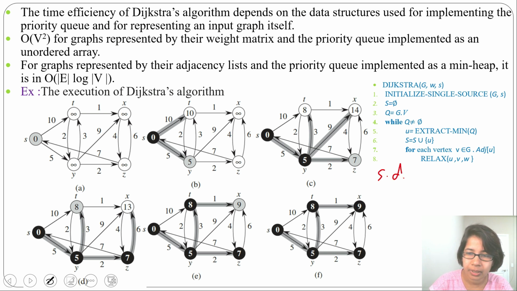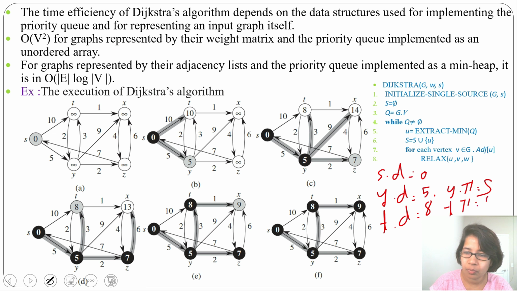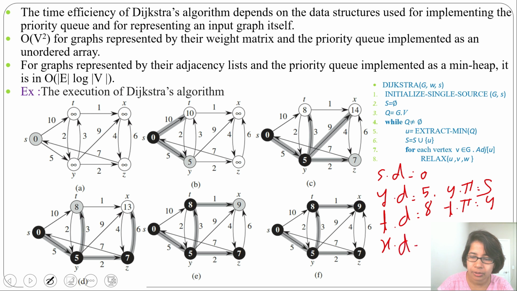So S.d equals 0, Y.d equals 5, and Y.pi means the predecessor, the vertex from which you reach this vertex. So it's S. T.d equals 8 and T.pi equals Y; from Y you are reaching T. Next X.d equals 9, and X.pi will be T. Z.d equals 7, and Z.pi will be Y.